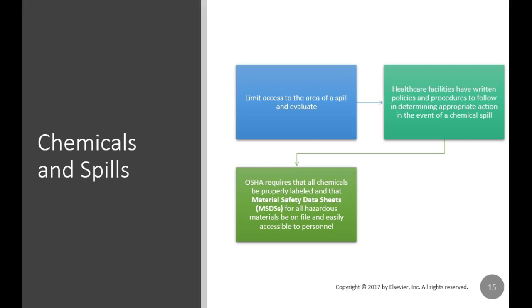So chemicals and spills. Limit access to the area of a spill and evacuate the area. Healthcare facilities have written policies and procedures to follow in determining appropriate action in the event of a chemical spill. And OSHA requires that all chemicals be properly labeled so that the material safety data sheet, it's actually just called the SDS now, safety data sheet, for all hazardous materials be on file and easily accessible to personnel. So we have binders just within the classroom, let alone at the facilities. So everyone has to have their SDSs and be accessible for any event of a spill or exposure.